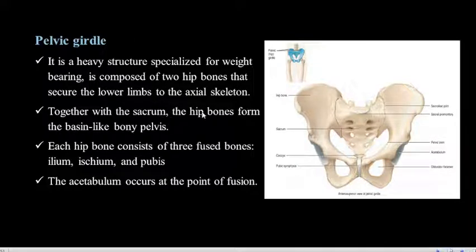Together with your sacrum, the hip bones form a basin-like bony pelvis. Ito, para siyang bowl because it carries different types of organs, especially organs ng lower abdomen and organs ng reproductive system. Okay, each hip bone consists of 3 fused bones: the ilium, ischium, and pubis. Ito ang ilium, the flat part. Then the middle part is the pubis, and then the lower part is the ischium.